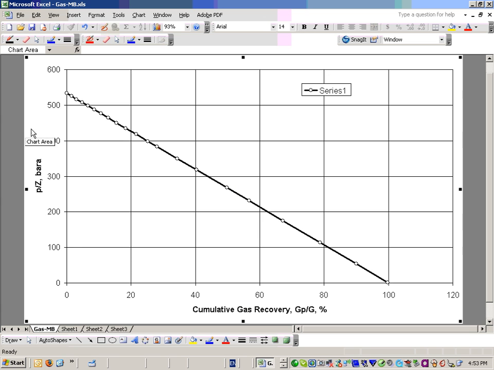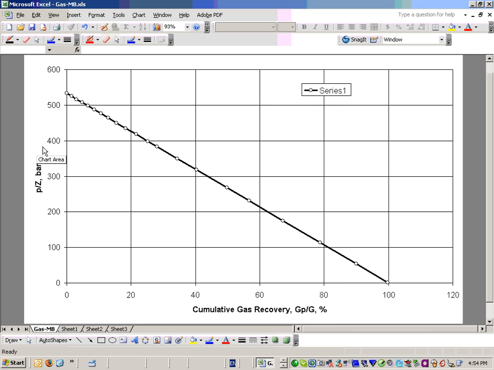Okay, so now we've got our P over Z plot and straight line as you would expect. Now, one of the interesting things about high pressure reservoirs is that most people think that if you deplete half the reservoir pressure, you get half of the gas recovery. This is not the case for high pressure reservoirs, and we'll show that by example.